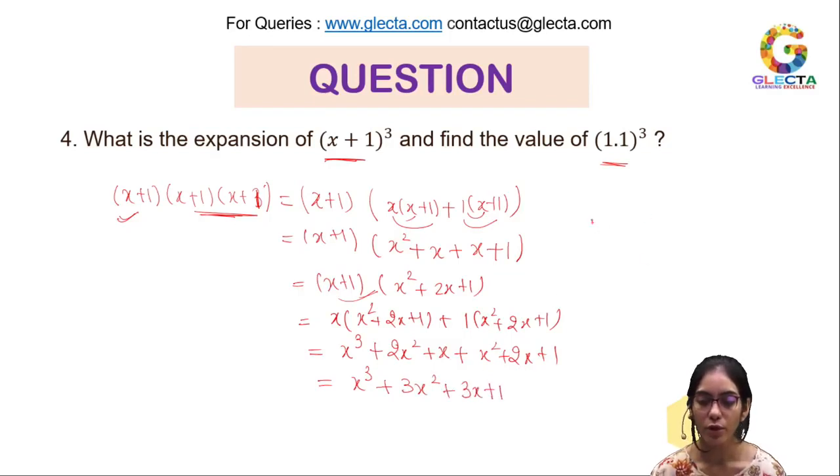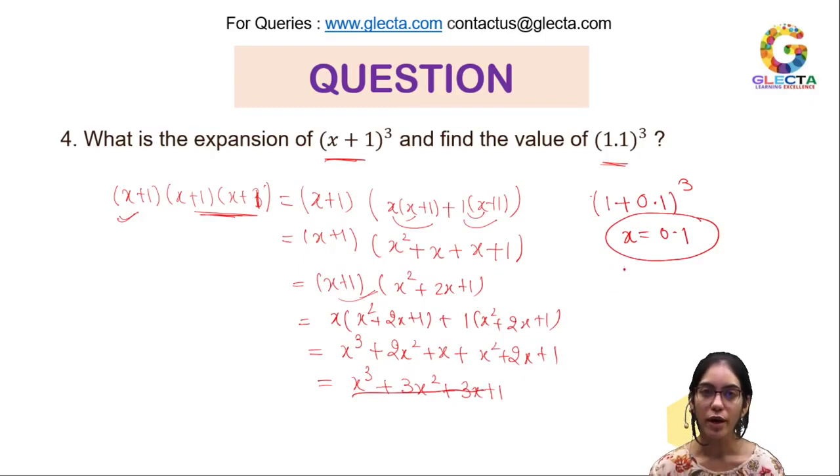For finding 1.1 cube, sorry, 1.1 can be written as 1 plus 0.1 whole cube. So is it similar to this expression? We just have x as 0.1. So obviously we know what is x plus 1 cube. This is the formula. We just have to substitute 0.1 for x.